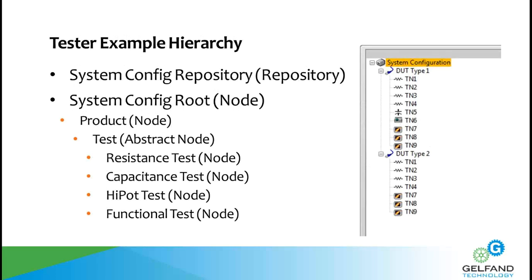So an example hierarchy, and this is the one for my system: I created my system configuration repository, which is the repository class. I created a system configuration root, which is a node class object, a product, which is a node class object, a test, which is an abstract node, and then I had four different types of tests. I had resistance tests, capacitance tests, high pot tests, and functional tests.